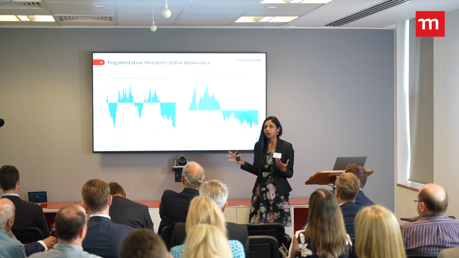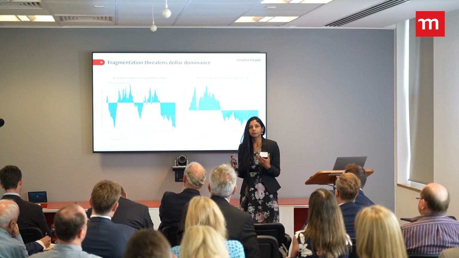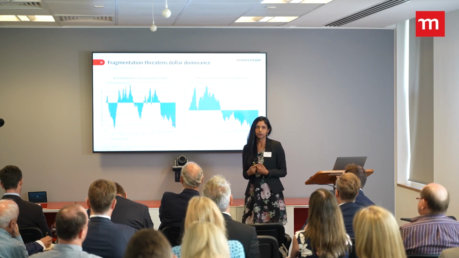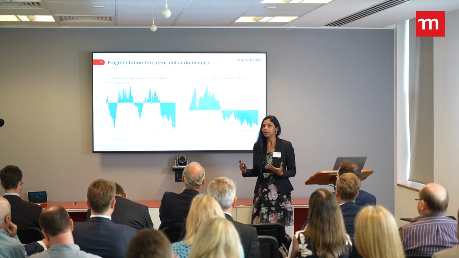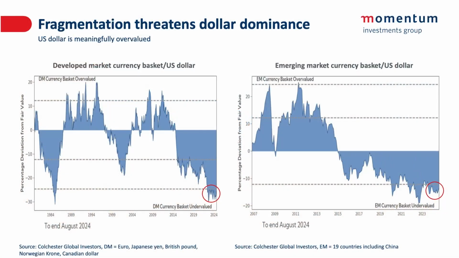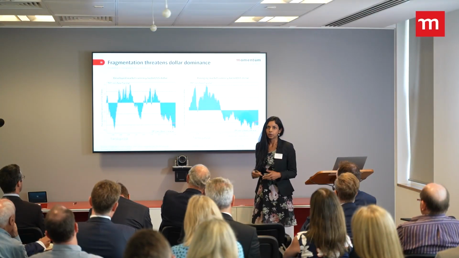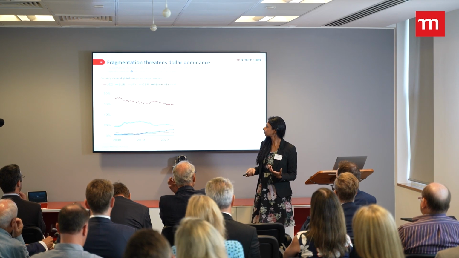So it's very clear that the dollar is overvalued, and that means that over the course of the next couple of years, we would expect a gradual unwinding of that overvaluation. But I say gradual, so we're not expecting the dollar to fall in a heap because of the dollar dominance story coming to an end. So on the left and right hand side here, you can just see the valuation of the dollar relative to the developed market currency basket on the left and the emerging market currency basket on the right. And you can see that the dollar is quite overvalued. So again, over the next couple of years, we would expect to see that unwinding.